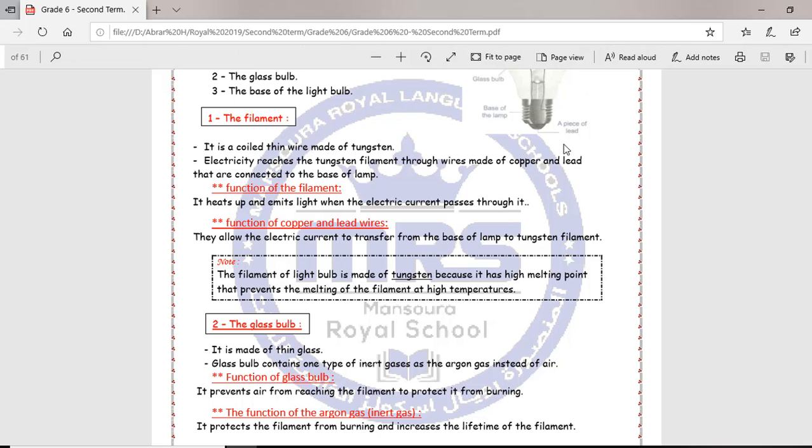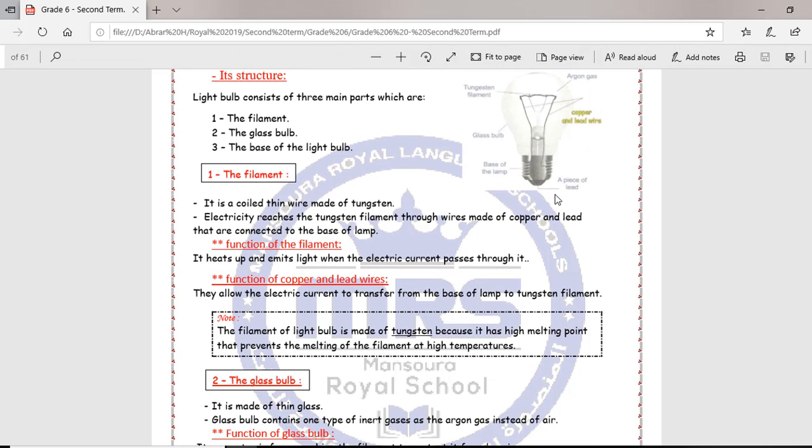The filament of the light bulb is made of tungsten because this metal has high melting point. What is the importance of having high melting point? It means that it prevents the melting of the filament at high temperatures. When the filament heats up, it will not melt easily because it has high melting point.